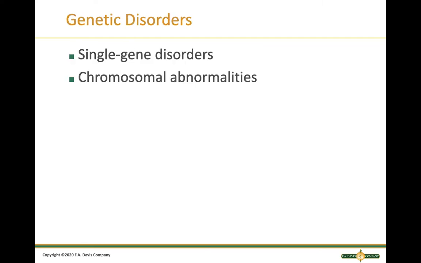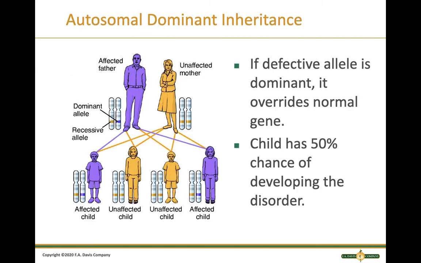All right, genetic disorders can be single gene disorders or chromosomal abnormalities. We're going to look at some single gene disorders and look at autosomal dominant inheritance. In this case, we have an affected father who has the disorder and an unaffected mother. In this case, he's heterozygous. He only has one dominant allele, but that's enough to give him the disease. And the mother is not affected. And if we look at their children, their children have a 50% chance of developing the disorder. It's autosomal dominant. So an example of that would be Huntington's disease.